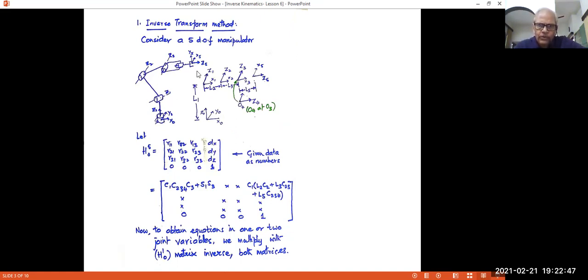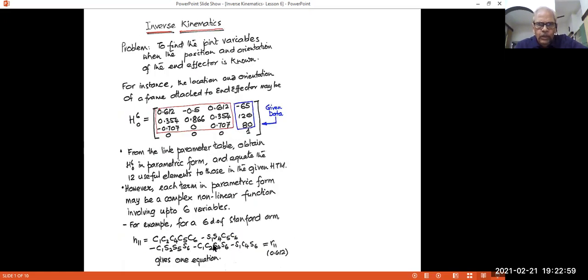Once you assign these values, then you can obtain this HTM as some numbers. Now the problem is just the reverse of it. These numbers are given to you, and you have to find the joint variables. These numbers, of course, are a rotation matrix, and these are the position of the origin of the frame attached to the end effector. Well, how do we go about it?